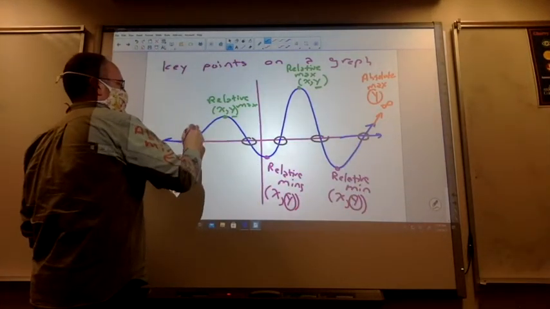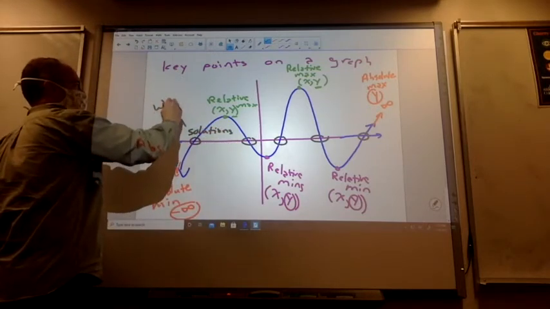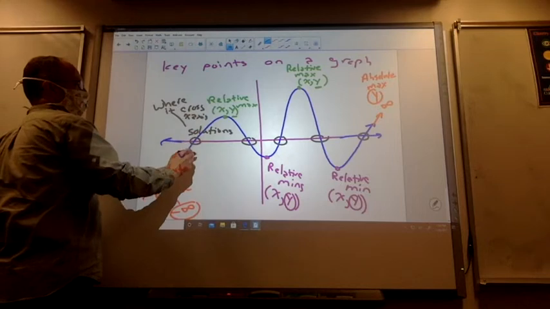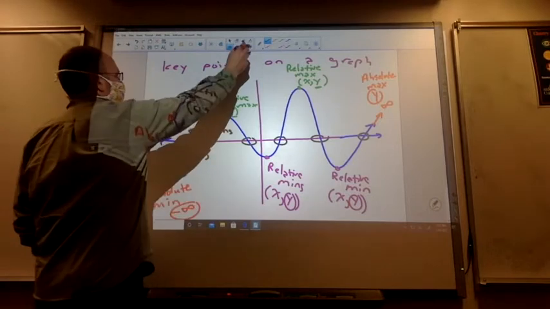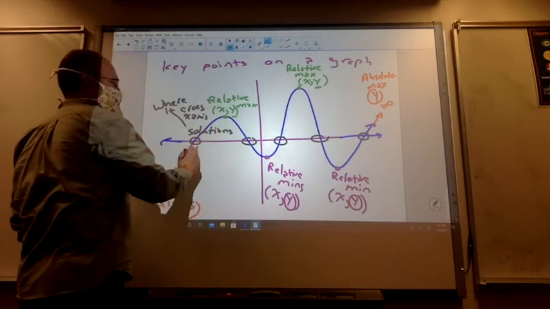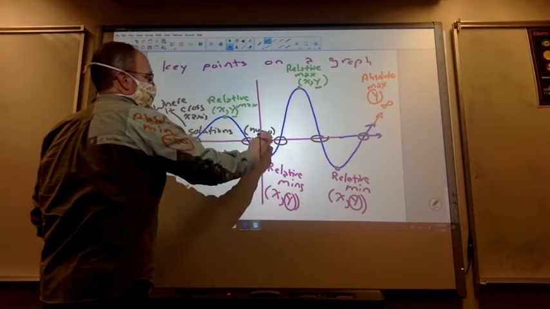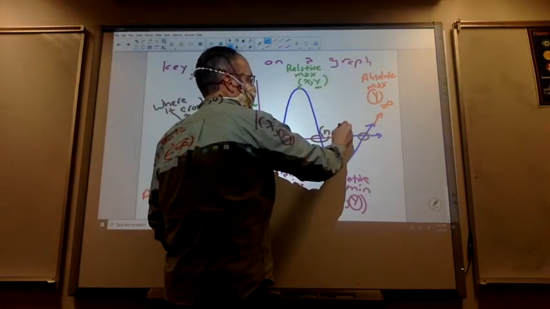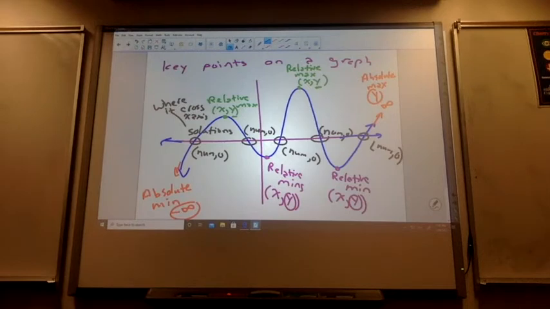All of these are called solutions. The solution is where it crosses the x-axis. So this is some number comma 0, a number comma 0, a number comma 0, a number comma 0, a number comma 0. Does my verbiage make sense so far? Mm-hmm. So those are solutions.